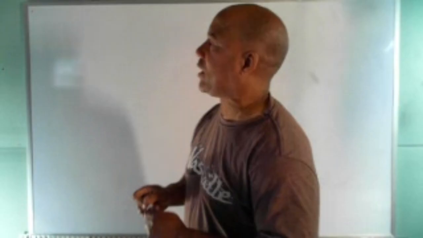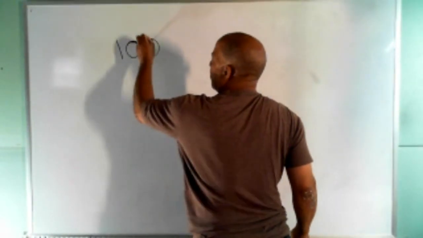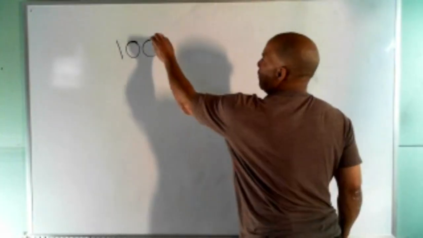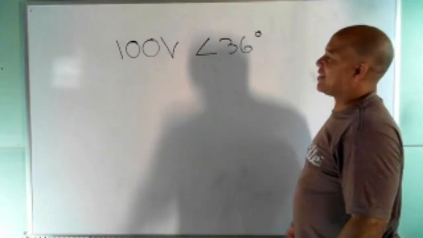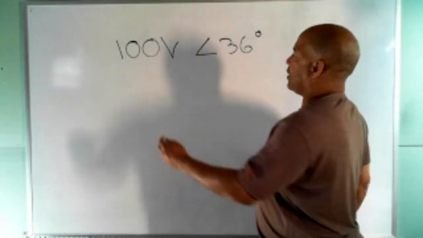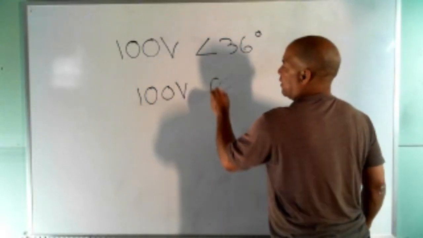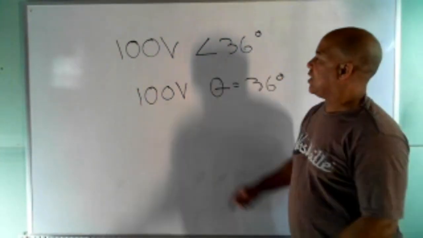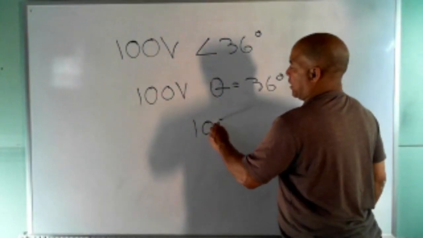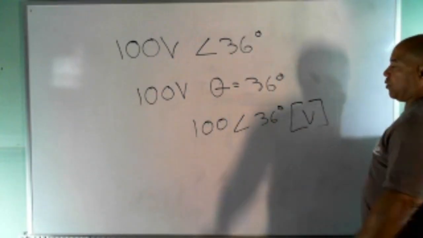Yeah, so here's what they do. Let's say you have a voltage of 100. Most books will do this: 100 volts, angle maybe 36 degrees. I don't like the way that looks. So then some people will do 100 volts and say theta equals 36 degrees. That looks better to me. I'm the one that made up this 100 angle 36 degrees, and then just show that that's volts.